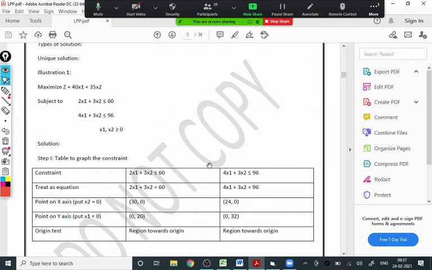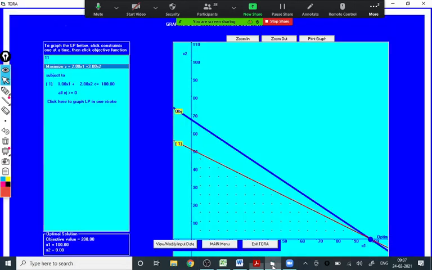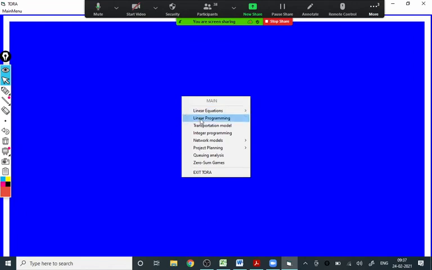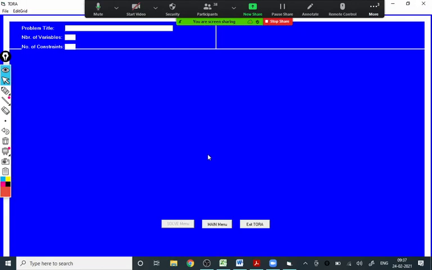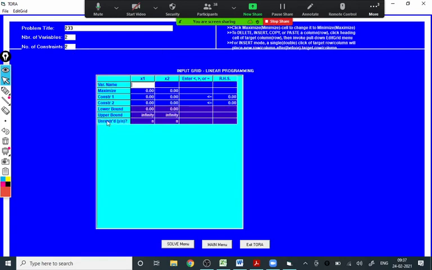So here is the LPP. Let me show you on Torah. I will say linear programming and go to the input screen. I will give the LPP any name. The number of variables should be 2 for graphical, and the number of constraints is 2 again here. So I will enter it. Let me give the names x and y to the variables.